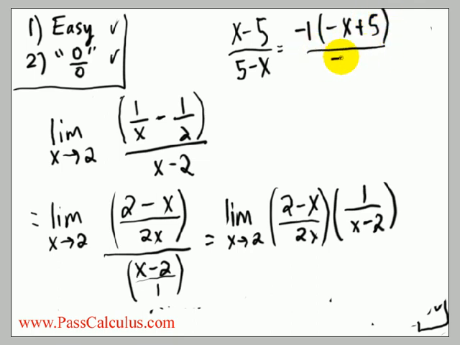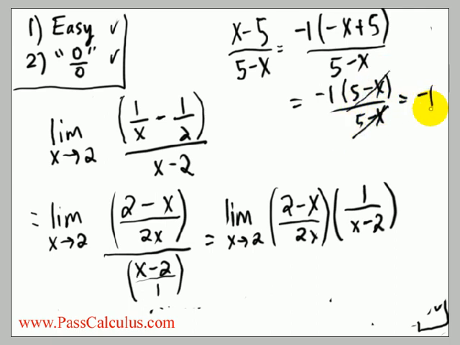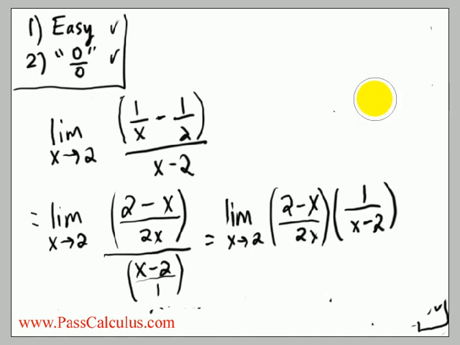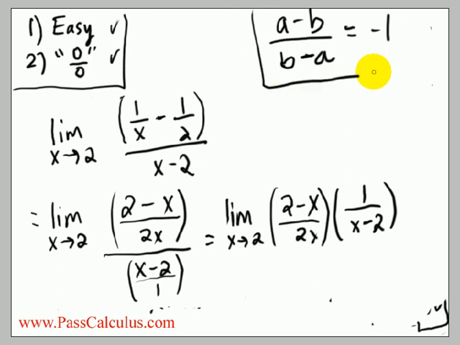In the bottom, I'm just recopying. And here I can switch the order, right? So I get 5 minus x over 5 minus x. And there we go. Those 5 minus x's cancel, and I'm left with minus 1. So basically, I'm just trying to remind you of this little algebra rule here, that if you ever have something like a minus b over b minus a, that's equal to negative 1. Okay? Kind of surprising, but that's true.